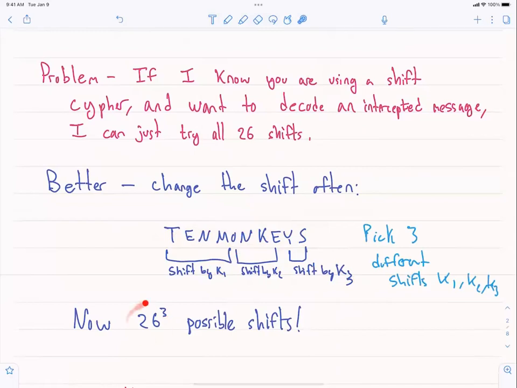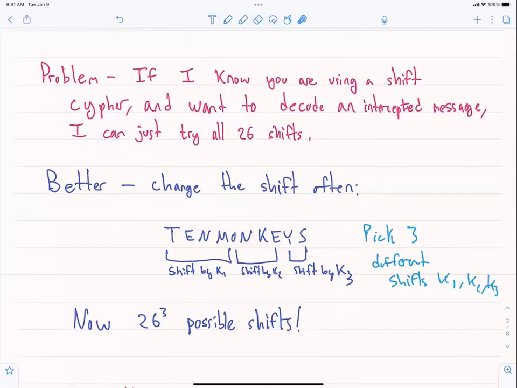And now there are many more possibilities they have to try. They have to try 26 cubed, because they have to try all the possibilities for the first shift, the second shift, and the third shift. And that's assuming they know the pattern I'm shifting by: I'm shifting every 4 letters, and then changing my shift every 4 letters.